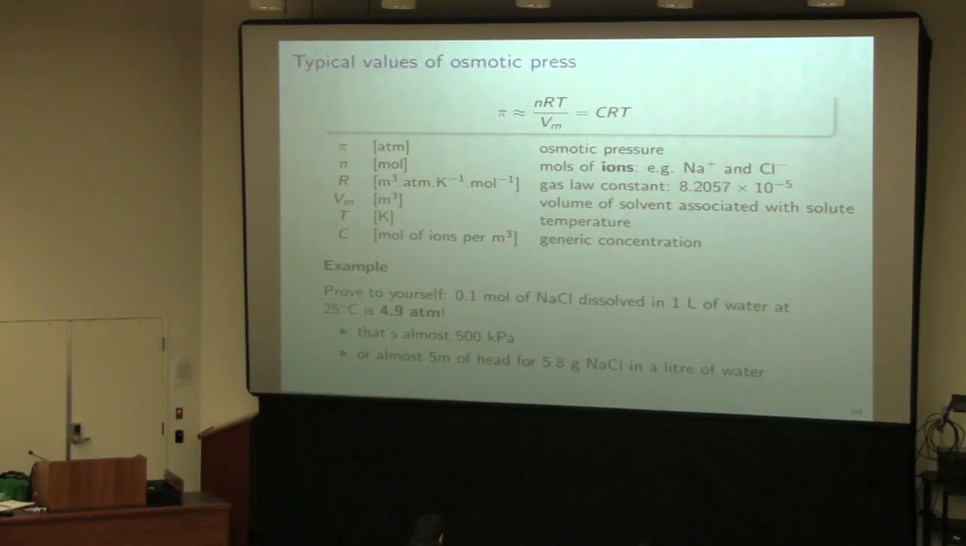Okay, so try this calculation at home. If you take 0.1 mole of salt and you dissolve it in a liter of water, you should calculate that you get an osmotic pressure of 4.9 atmospheres. So make sure that you can do that calculation. That's a substantial pressure. So if we put it in perspective, 0.1 mole of sodium chloride is just under 6 grams. A teaspoon of salt dissolved in a liter of water will generate 50 meters of head.